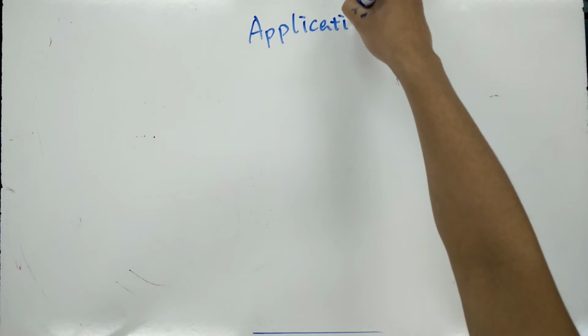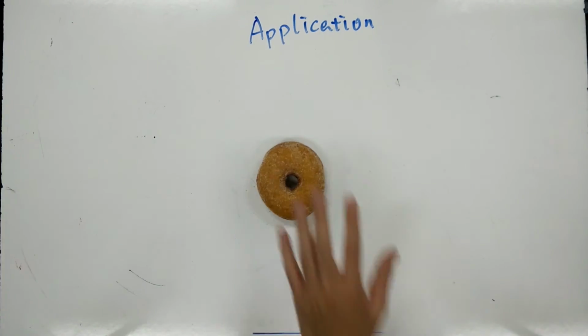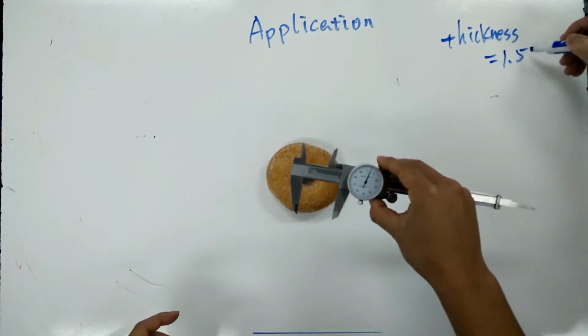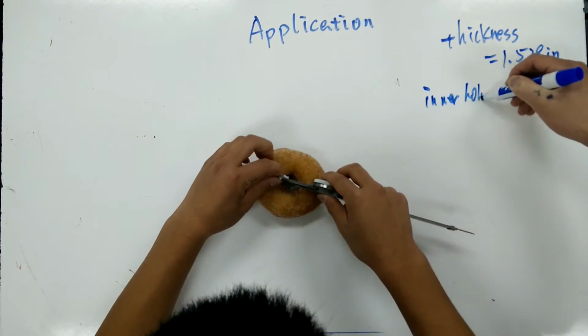Let's do an application of shell method. For application, we're going to calculate the volume of a donut. So first we need the dimensions of our donut, the thickness and the diameter of the inner hole.